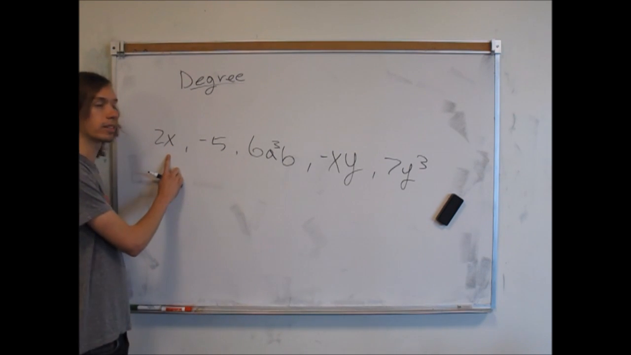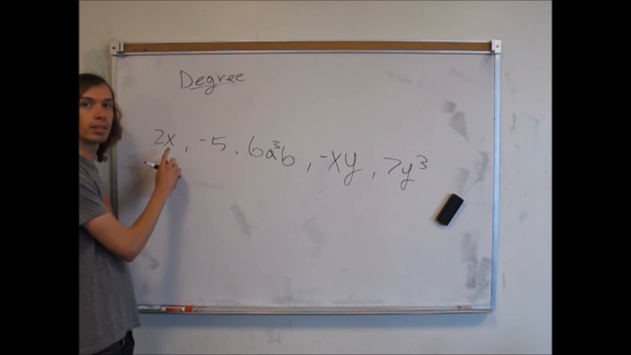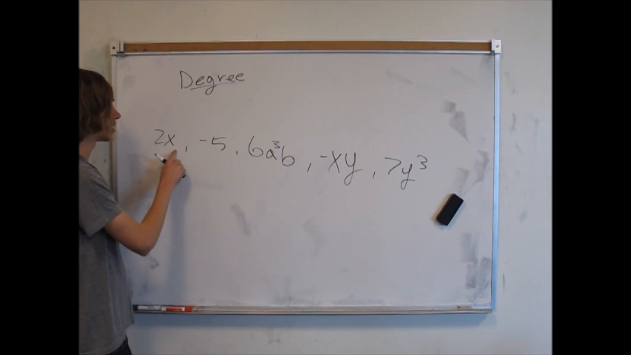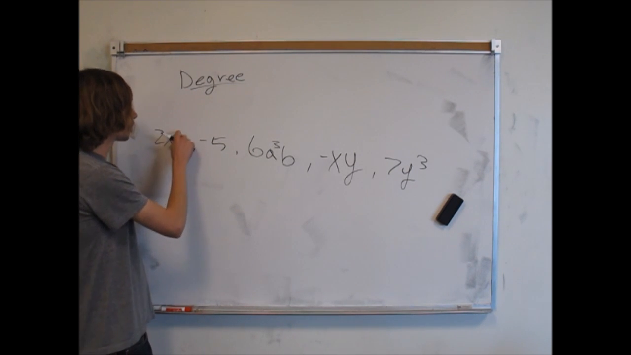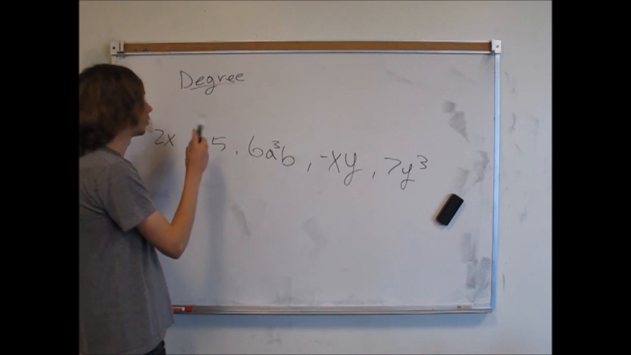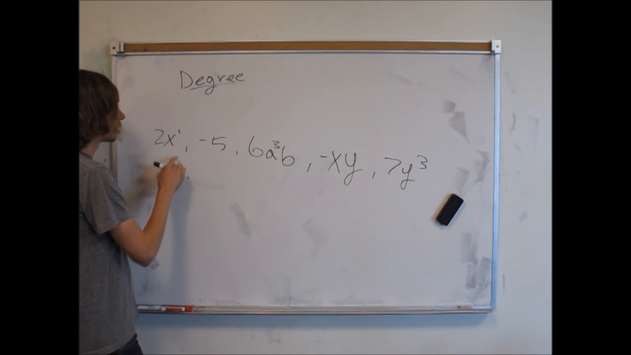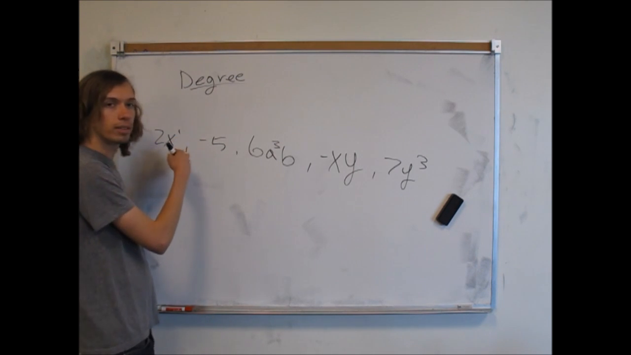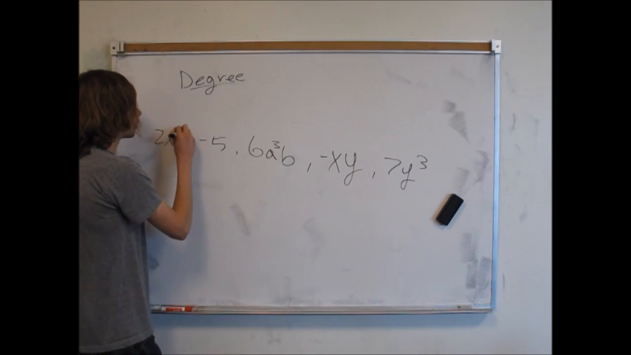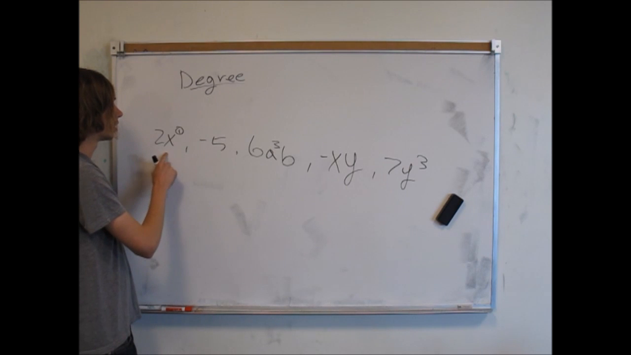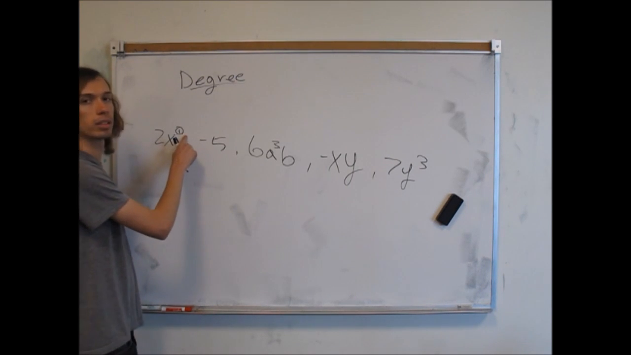So let's start with 2x. The variable here is the x, right? The 2 is the number, the x is the variable. And so what is the exponent on this x? Well, there's nothing up here, but remember, if there's nothing, that just means there's a 1. And since this is the only variable, this is going to be your degree for this monomial. The degree of 2x is just 1.